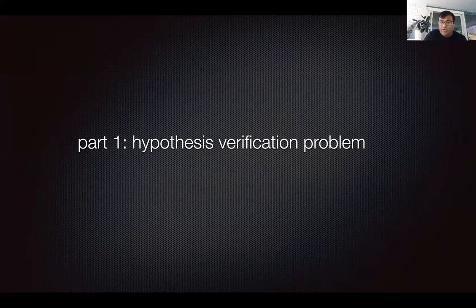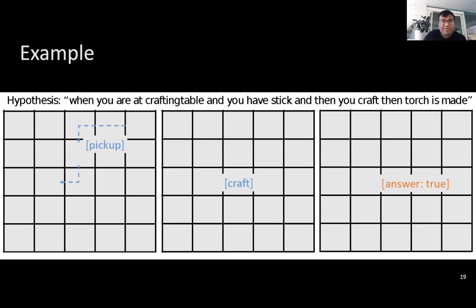Okay, so let me start with the first part of the talk, which is the hypothesis verification problem. The problem setup here is: given a world and a hypothesis. We are not going to deal with the first part of this learning paradigm, where you first propose hypotheses and then you verify them. We are assuming that the hypothesis is given to us, and the goal of an agent is to verify whether this hypothesis is true or not.